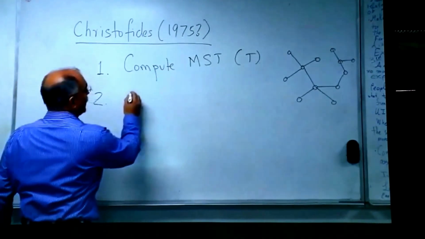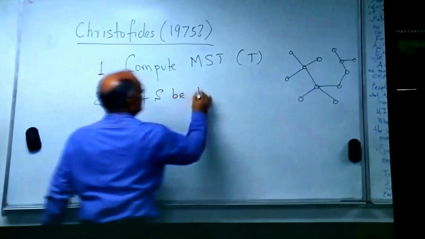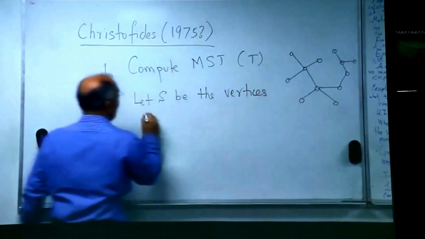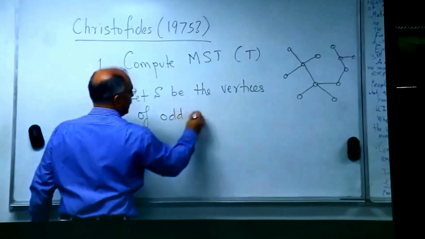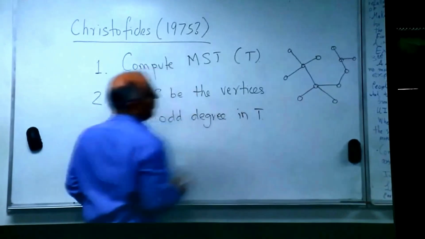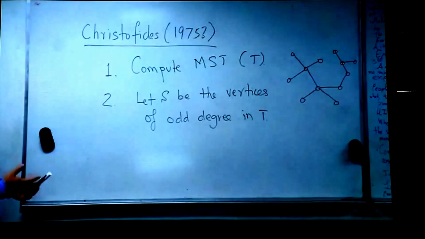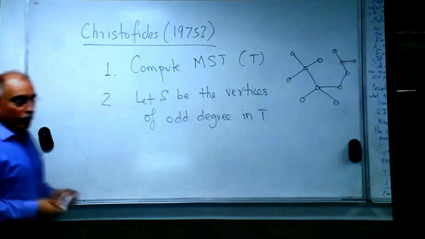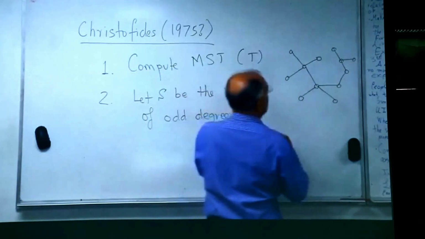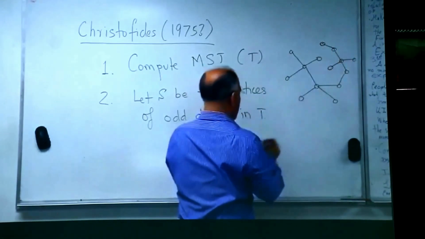So the next step of the algorithm is the following. Let S be the vertices of odd degree in T. Right? So in this tree, notice that every vertex has either even or odd degree. So let's try to mark out in this case what the odd degree vertices are. Maybe I'll change the graph a little bit and add this one. So which are the vertices that have odd degree?